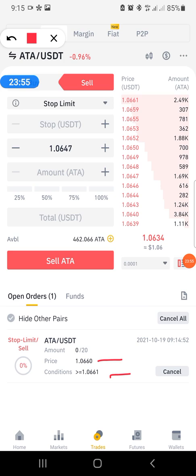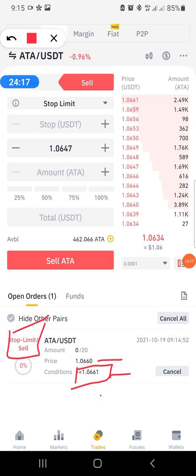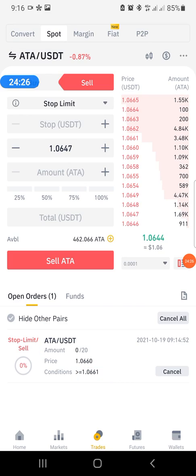Conditions mean buy from 1.066. Keep buying, sorry, sell, because this is a sell order. Sell from 1.066, keep selling, and stop. Don't sell above this price. Once the price is above this price, keep my coin for me. Don't sell. That's how this stop limit order works.